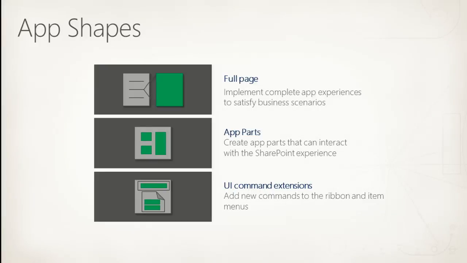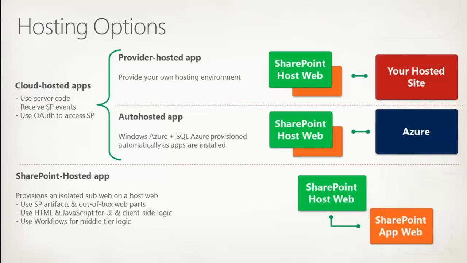All right, hosting options. Going to cover this pretty quick. Probably seen a slide a lot like this. Down at the bottom, we have our SharePoint hosted apps. That's where you can use the SharePoint artifacts and out-of-the-box web parts. For your UI, you're going to use HTML and JavaScript. There's not going to be any server code here on the SharePoint hosted apps. You can use workflows. So if you want to do some middle-tier logic, workflows are something you can include in one of your SharePoint hosted apps.